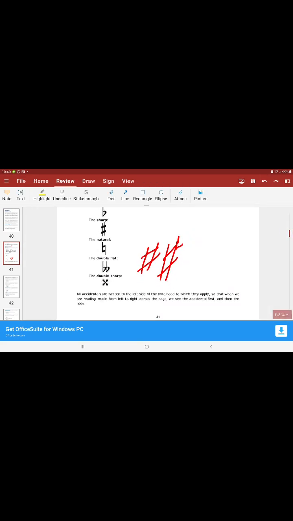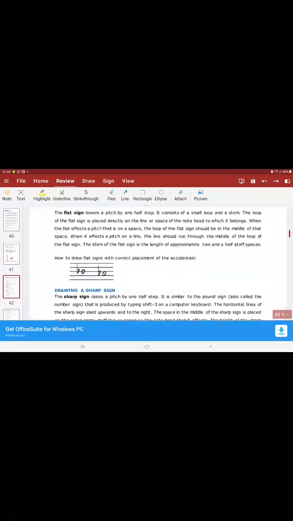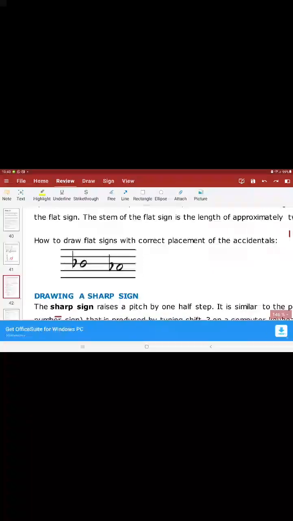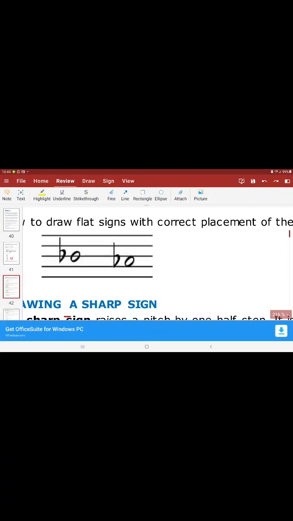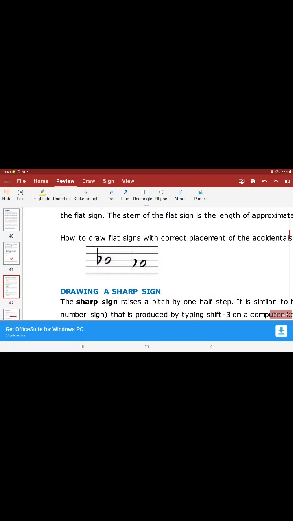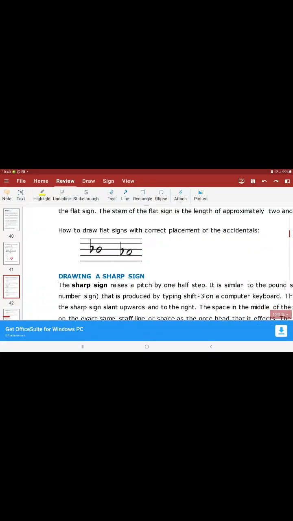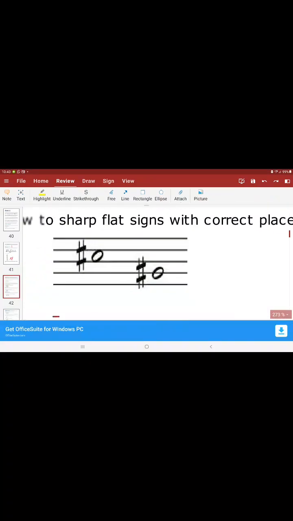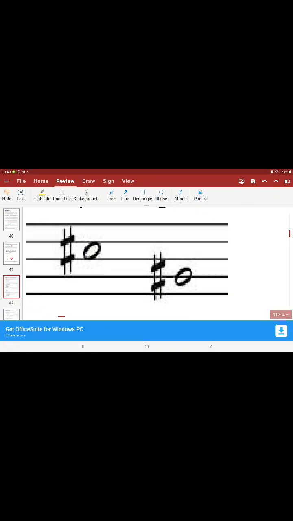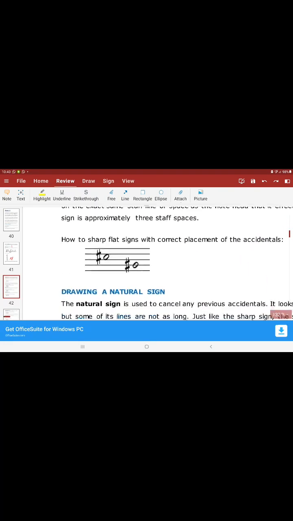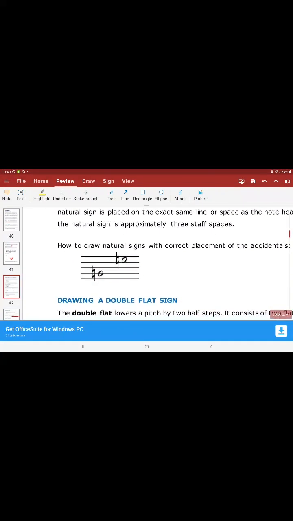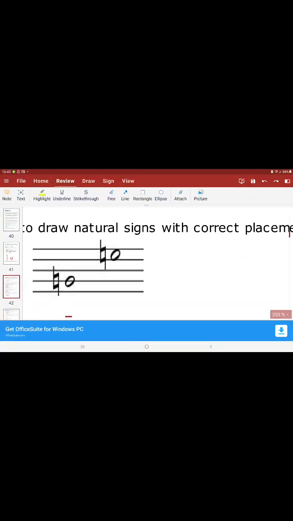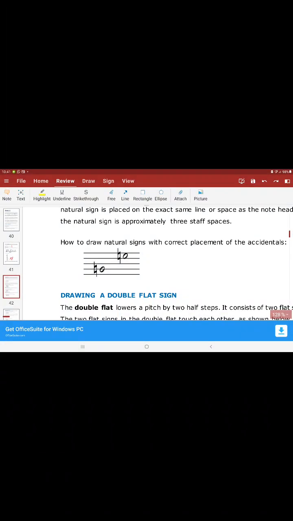Let me just show an example. You can see here how these notes are flattened, with flats before them. You can see also here the sharpened notes, how they were sharpened. And this is a natural, how it is there. So I think we'll be pausing here.